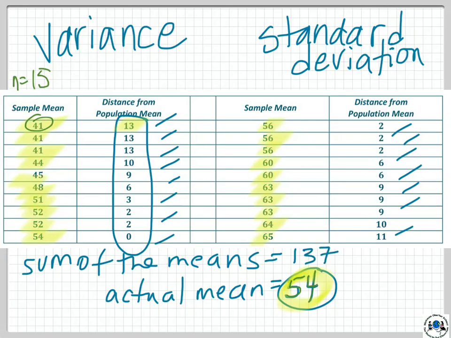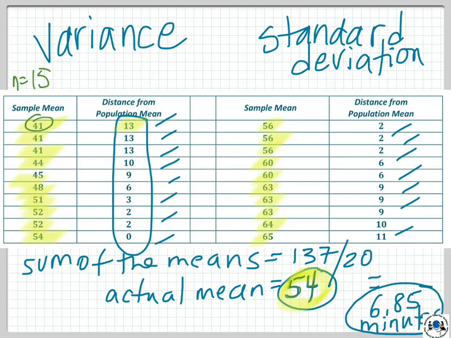All right. And then you can divide that, of course, by the number of samples we had, and that was 20, and that equals 6.85 minutes. So the mean difference, or what you will one day come to know as the standard deviation, was 6.85 minutes.